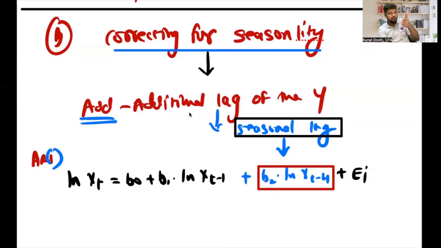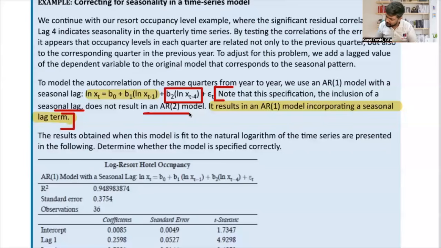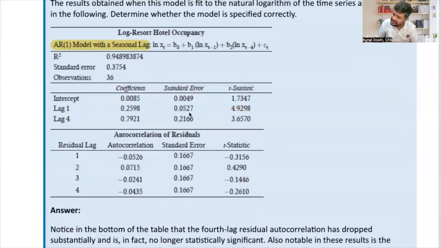AR1 is T minus 1. But when you take previous T also, T minus 2, T minus 3, T minus 4, normally we say it is what? AR2, AR3, AR4, or AR P till P. But this is not AR2. This is AR1 with a seasonal lag. That's the difference here. Okay, everyone? So now you will see this is called an AR model with the seasonal lag. So this is not the AR2, but it is a seasonal lag.